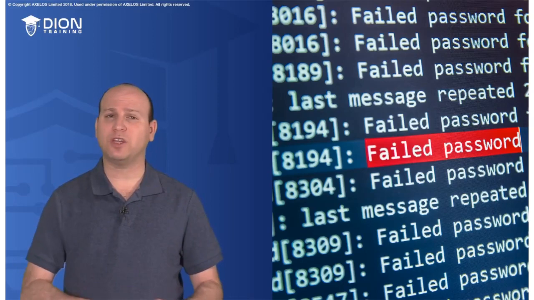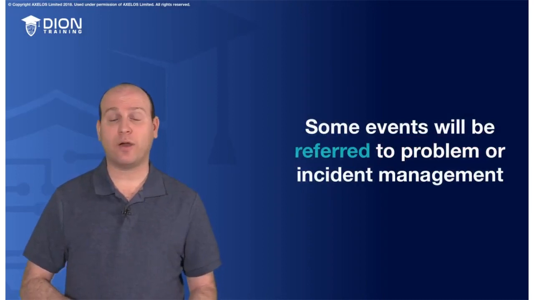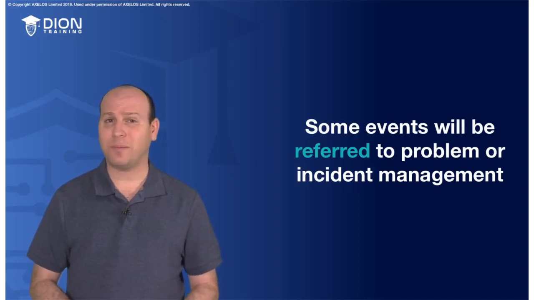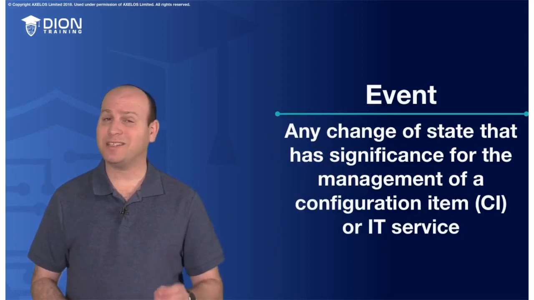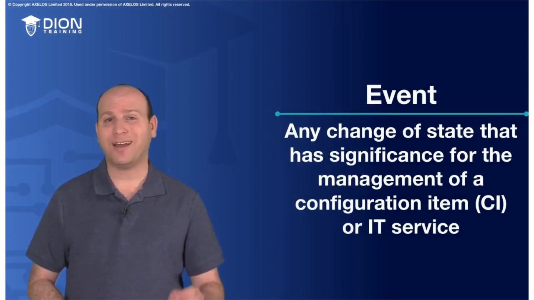We want to make sure we understand what events there are and we monitor them to decide what actions need to be taken. Some of those actions need to go out and get into the problem management perspective or the incident management perspective. But again, inside of event monitoring, we're really focused on the event, which is any change in state that has significance for the management of a configuration item, a CI, or an IT service.